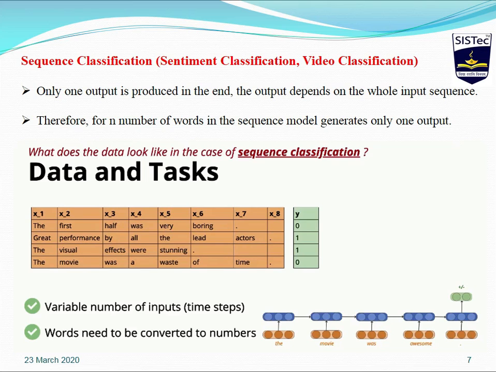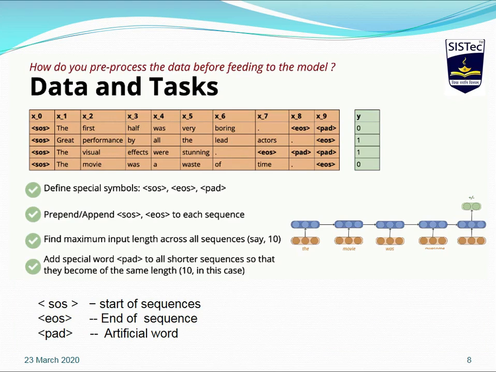So in pre-processing, we need to convert all the words into numbers, and second, the size of all inputs must be the same. So how will we do the pre-processing? Let's start. First we need to add 3 words in each sentence: SOS, which stands for start of sequence, EOS, end of sequence, and PAD, which is an artificial word used to make the length of the sentences equal.